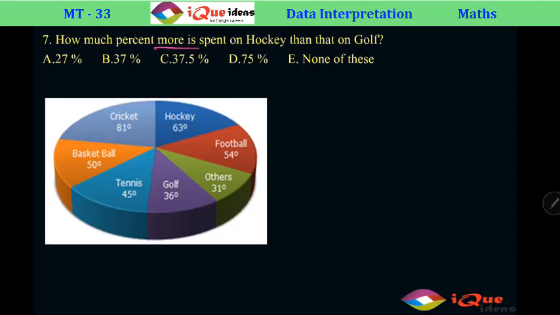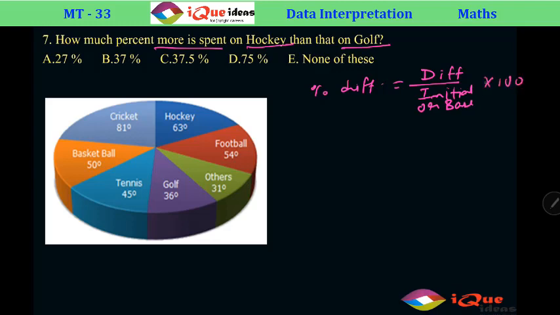Now this says how much percentage more is spent on hockey than golf. If you remember percentage difference, when we calculate, we say the difference divided by the initial, all right, initial or the base, into 100. Now what is initial or base? The one that comes after the preposition, like on. So in this case, we have to find on golf and hockey. What is hockey here? Hockey is 63 degree and golf is 36 degree. So you don't need any other data. Just with the help of 63 and 36, you can calculate it.